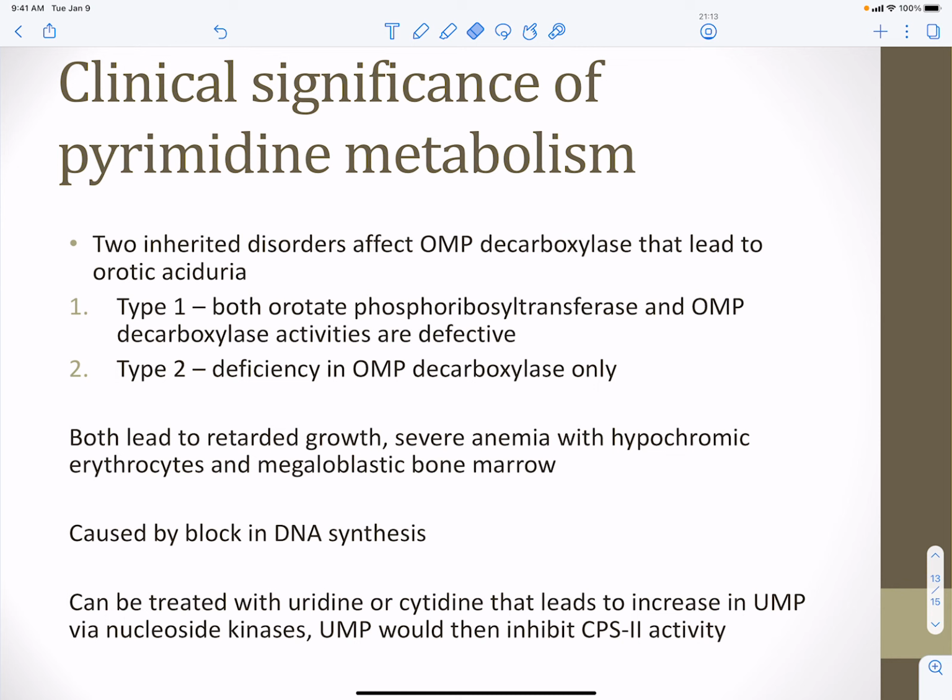It can be treated by adding those bases downstream of those two reactions. So you can treat with uridine or cytidine, and that is going to lead to an increase of UMP. And then UMP would feed back and inhibit that CPS2 activity, so you don't get a buildup of the precursors of the pyrimidine formation.